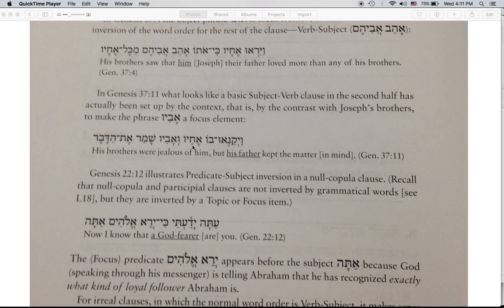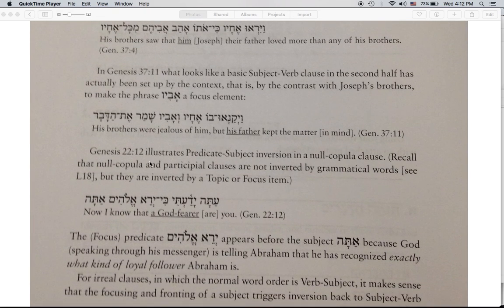Vaikanu vo echav va'aviv shamar et hadavar. His brothers were jealous because of him, and his father guarded the matter, or kept the matter. So aviv actually has been fronted here for emphasis, and we're back to subject verb word order, which is our standard word order, but aviv is being fronted.